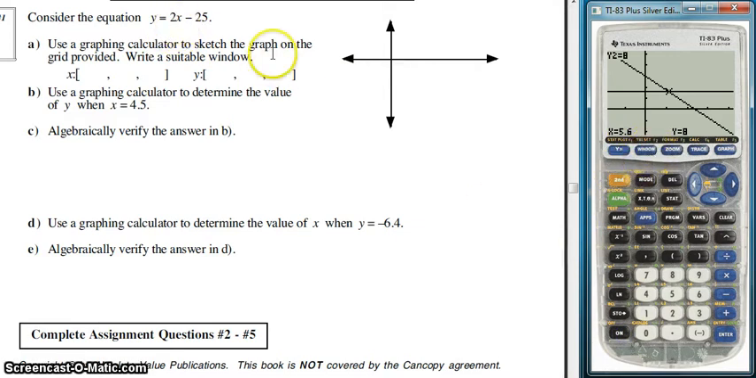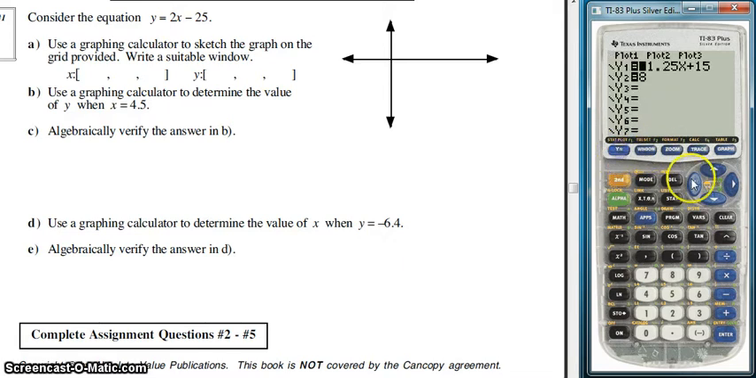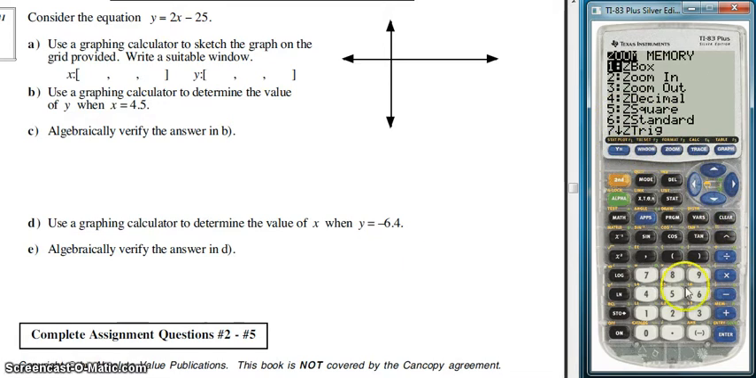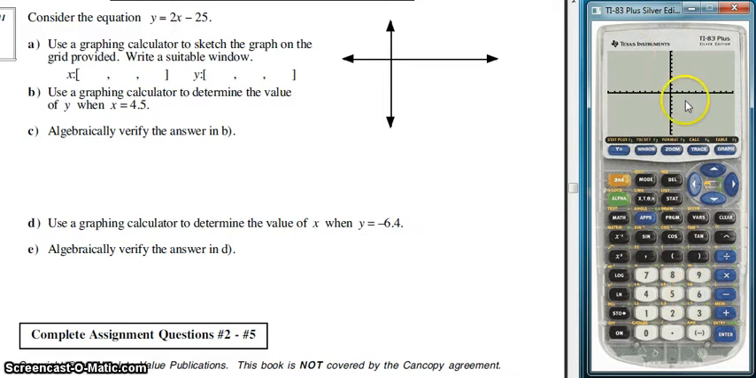Consider the equation 2x minus 25. The first thing is to clear any equation you may have in your window. Go to Zoom, go to standard, so you're working with the basic setup. Now let's enter an equation: 2x minus 25. Not negative 25, it's minus. Don't use that button, use this button, and then enter 25. Now when you graph it, you only see an edge of it.